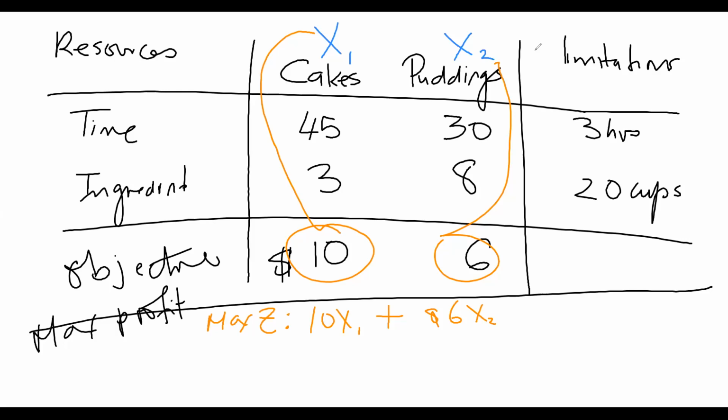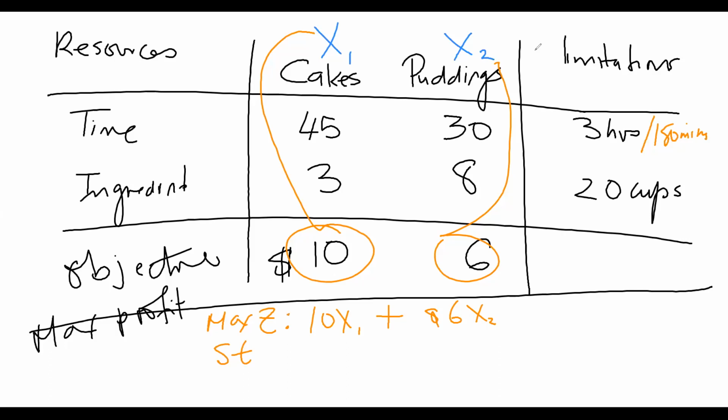Yes, Miss. It is subject to the following constraint. Now listen, since the time for the cakes and the puddings is given in minutes, you must convert this to minutes. 3 hours in terms of minutes is what? It's 180 minutes. Good. So you must convert that. You have to exercise your common sense. You can't be using 2 different units.